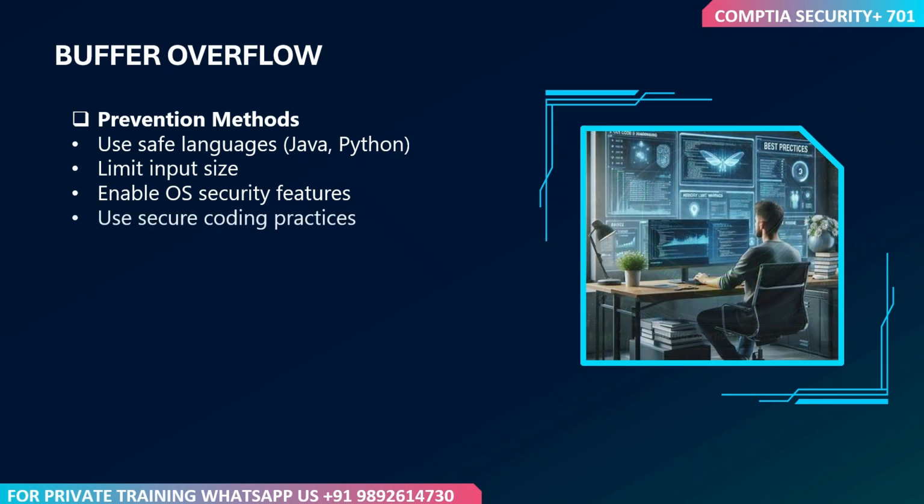And finally, follow secure coding practices. Using functions that automatically check memory limits can help keep programs safe. By taking these steps, developers can greatly reduce the risk of buffer overflow and keep the system secure.